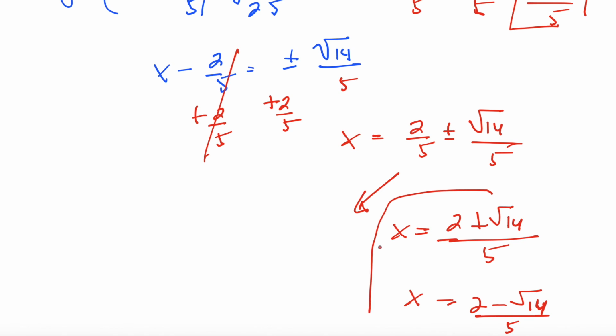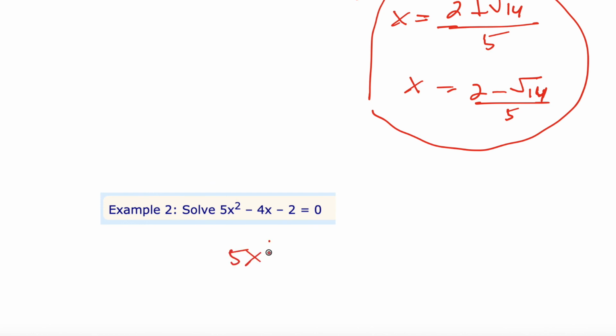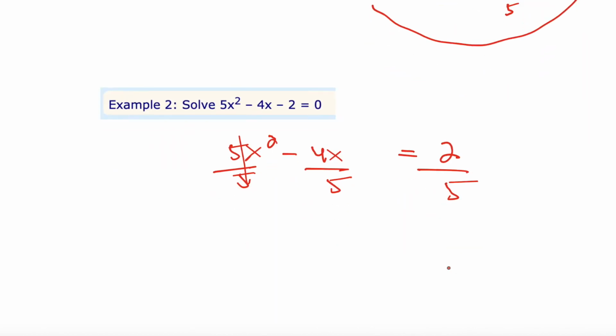A different approach. So what was the first thing we did to deal with this problem? Oh, moved the 2 to the other side. Right, so we had 5x squared minus 4x equals 2. Okay, you could just divide by 5 and you have x squared minus 4/5 x equals 2/5. And take it from there, now it's an easy one.